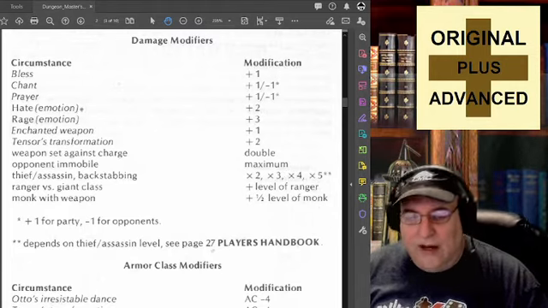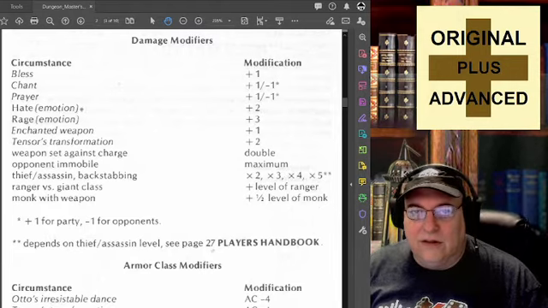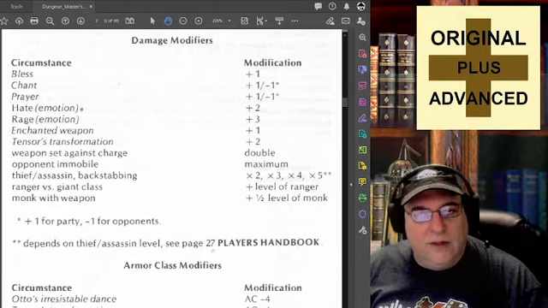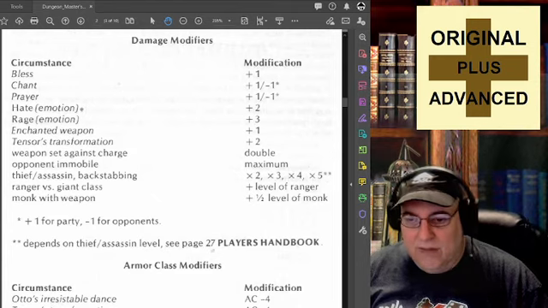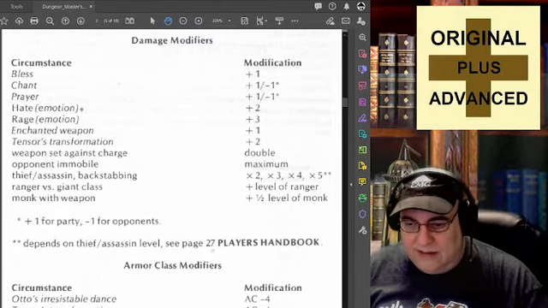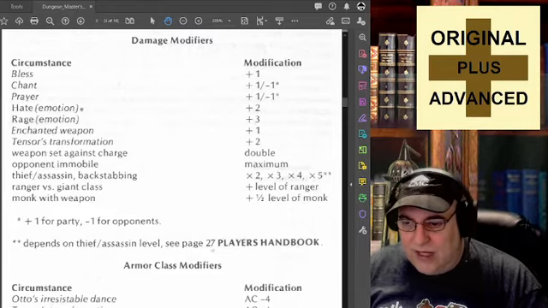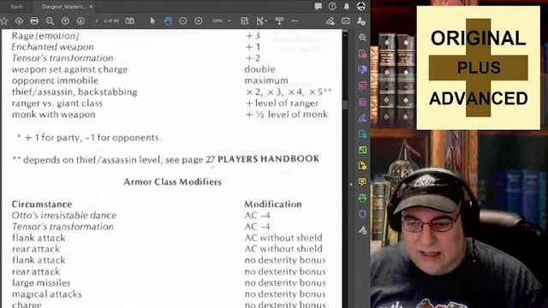Let's see. Actually, when I was talking about that listing earlier, that actually may be a Unearthed Arcana adjustment. I'll have to double check that. But that would bode well for the rest of these things, because the rest of these things are definitely Player's Handbook stuff, and that definitely helps solidify that. Ranger versus Giant class, +1 per level of the Ranger. Monk with weapons, +1/2 of the level of the Monk. Monks are good like that.